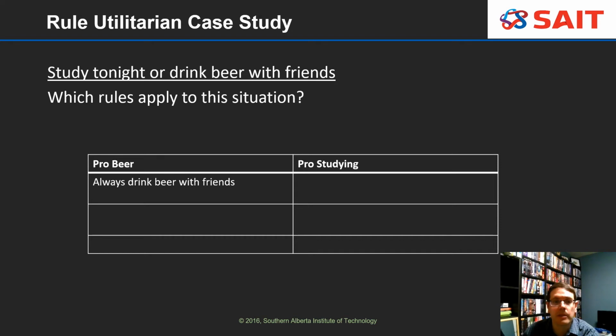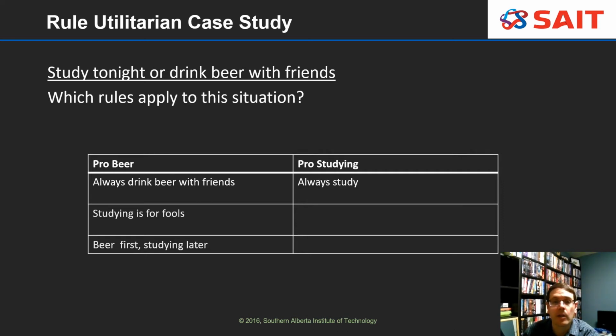A first possibility would be to always drink beer with friends. Another possible rule would be studying is for fools. So in other words, just avoid studying. A third possibility would be beer first, then study later. Those three possible rules are all on the side of drinking the beer first.